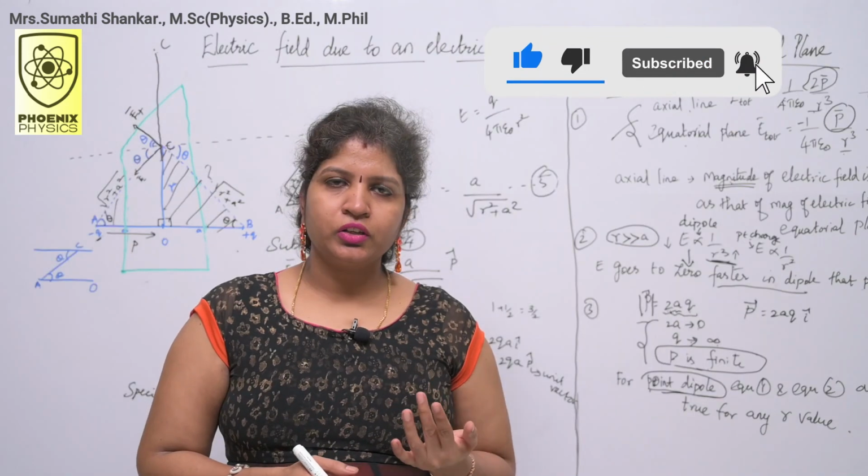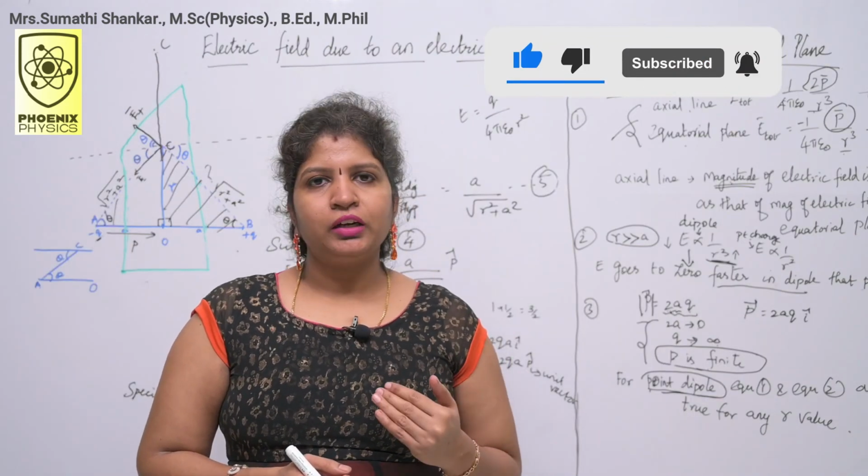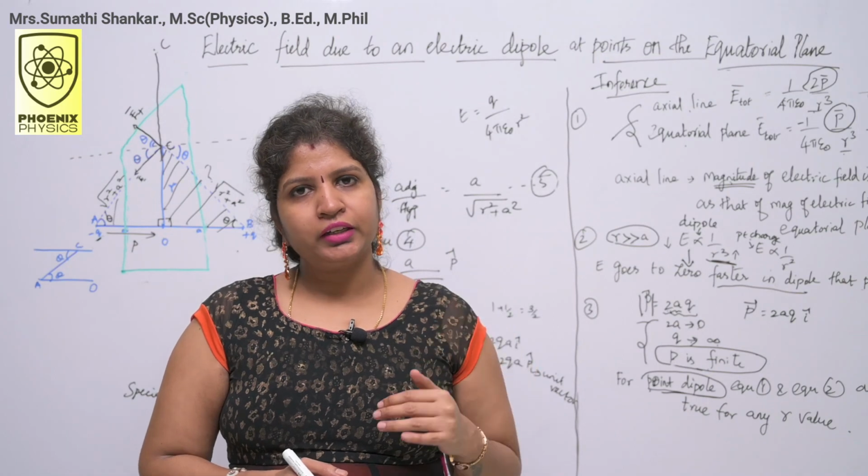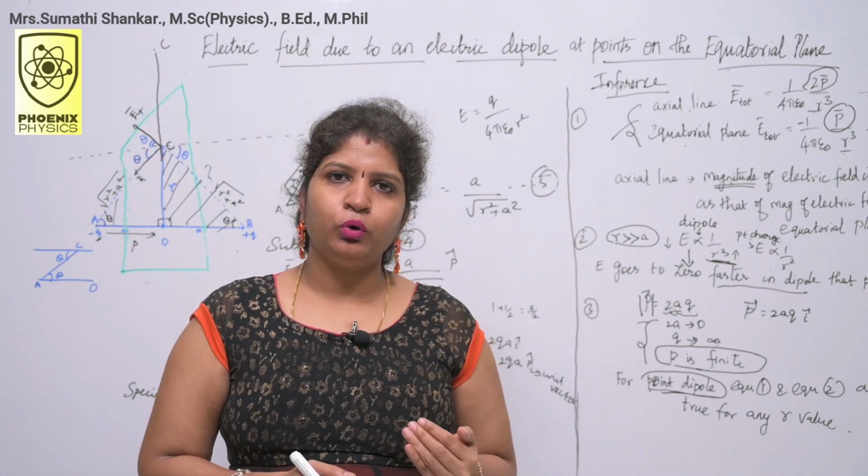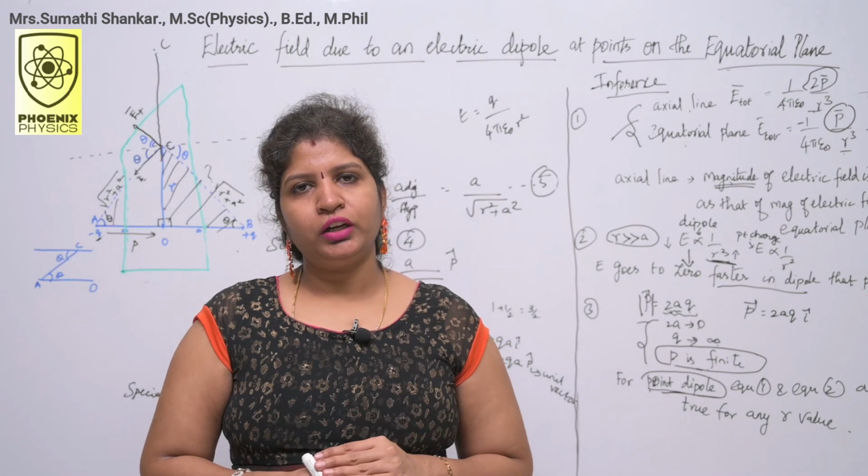In this class we discussed the derivation of the total electric field due to a dipole at a point on the equatorial plane.